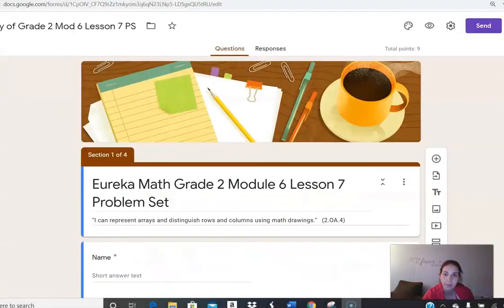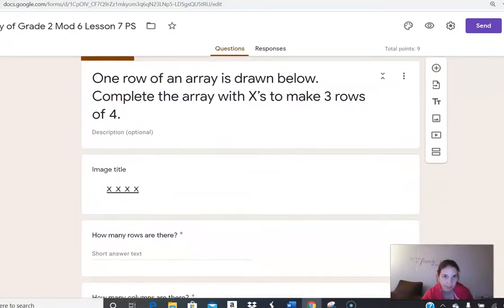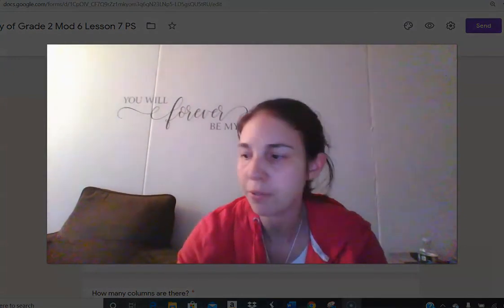All right. So this says, 1 row of an array is drawn below. Complete the array with X's to make 3 rows of 4. So they already did one for you. There are 4. They made one row of 4. They want you to have 3 rows of 4. Okay. They want you to have 3 rows of 4.